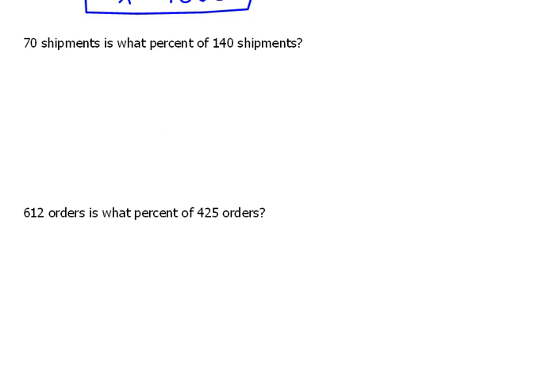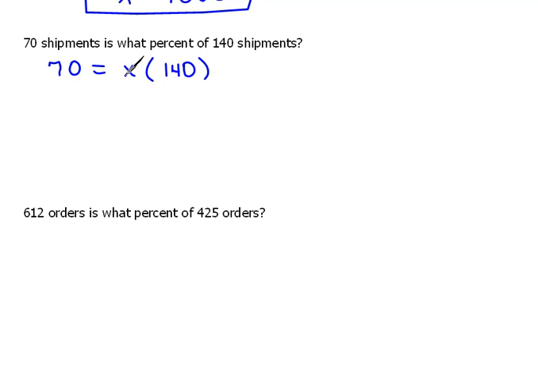All right, here we go again. 70 shipments is what percent of 140 shipments? So let's just start translating. 70 shipments is means equals what percent? We don't know. Of means multiply 140. So here we have our equation.